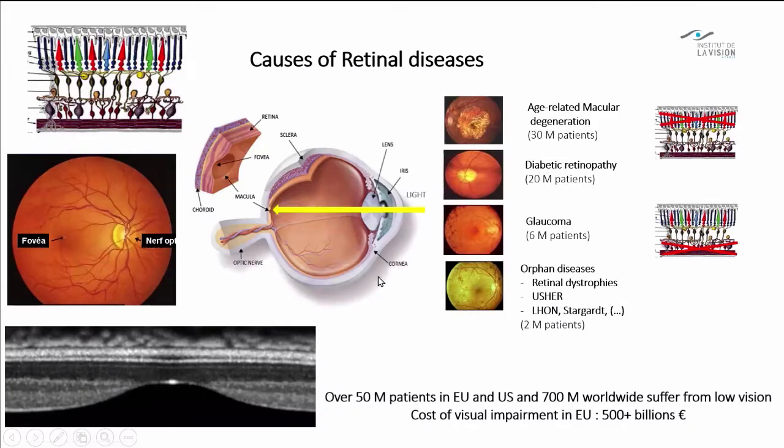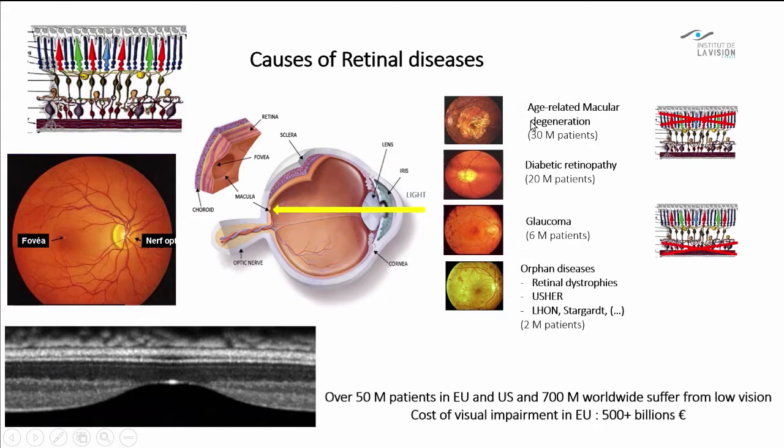So, as you can see here, in the retina, you have several cells: the photoreceptors, and inner retinal neurons that process the information and send it to the brain. In the eye, there's a special area, which is the fovea. In the fovea, you have only photoreceptors so that the image is high quality. This means that all the other neurons are pushed to the side.